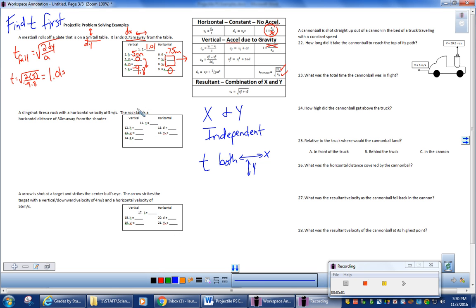So let's start solving for some of these variables. If I want to find my final velocity, I'm going to go back to my equations over here and start picking and choosing. So for final velocity, I have this one and I have this one.